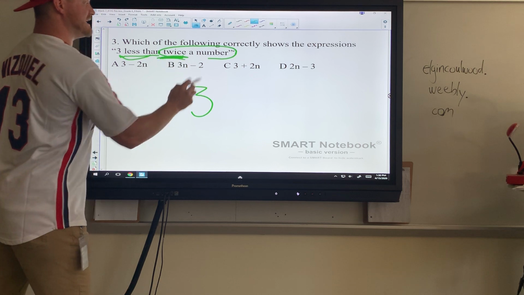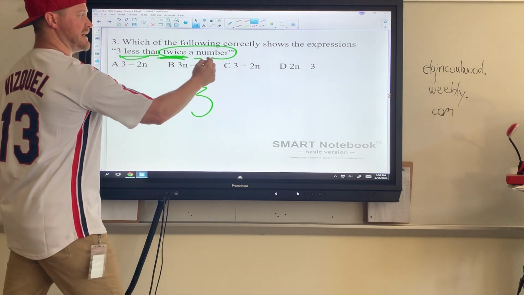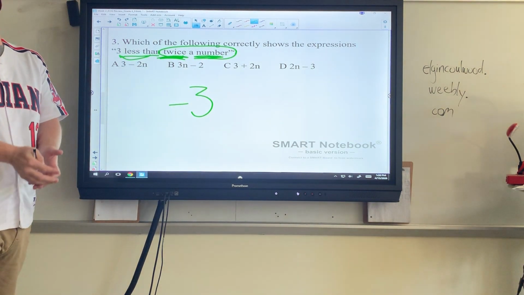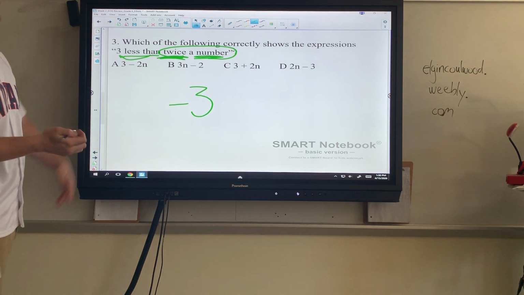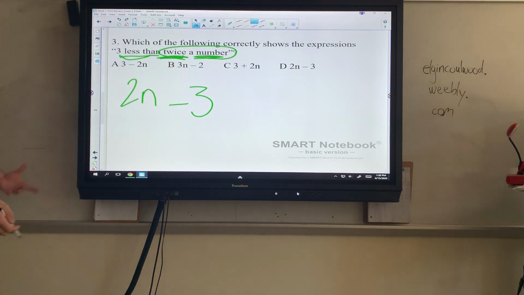Well, the word twice indicates a multiplication problem, so we're going to be multiplying something by 2, but we don't know what we're multiplying by. So a number is going to be a variable, anything from A to Z. In this case, it's going to be n, so we write 2 times n, just 2n.